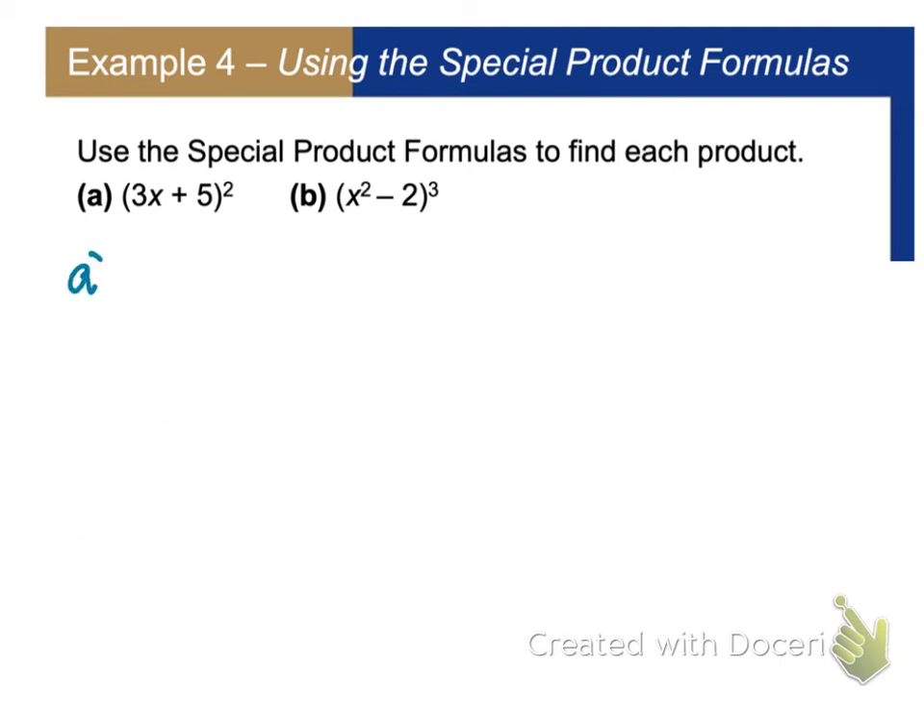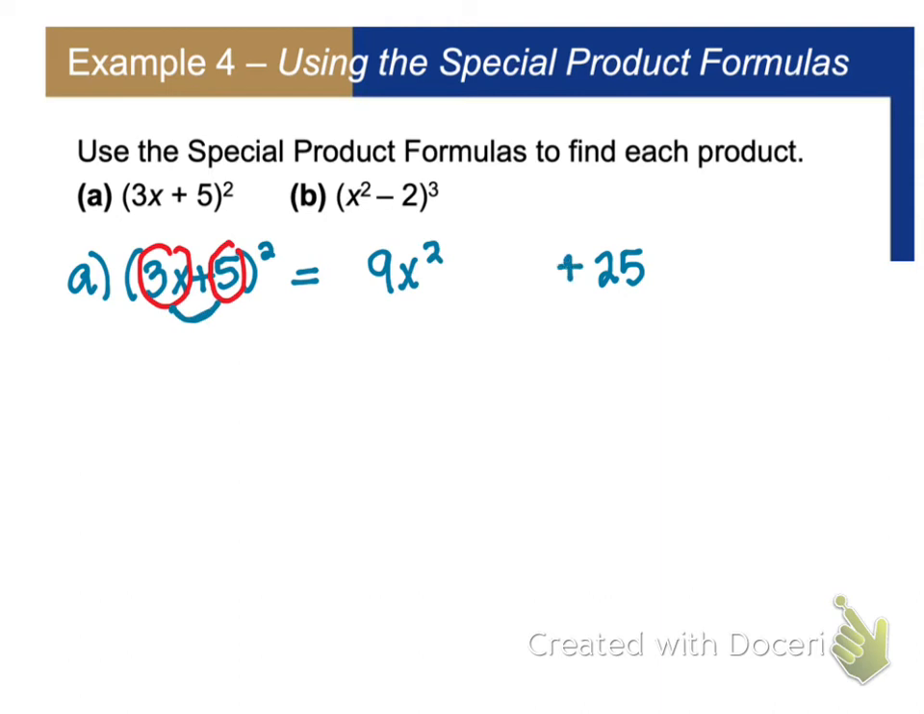So for A, we want to square 3x plus 5, squared. And again, without actually doing FOIL. So first we take the 3x and square it, which means we square the 3 and square the x, which is 9x squared. And now we take the 5 and square it to get the last term. So square the 5 and we get 25. And that's a positive 25 because we're squaring positive 5. And then we multiply the two terms and double it. So 3x times 5 is 15x, and double it, that makes 30x. And there's our expanded version: 9x squared plus 30x plus 25.